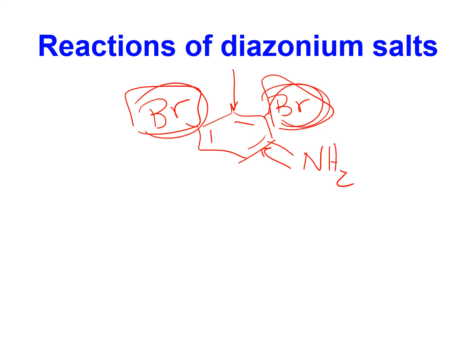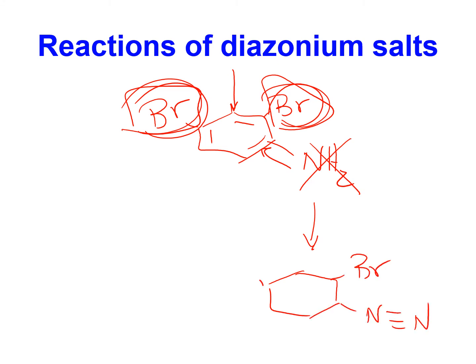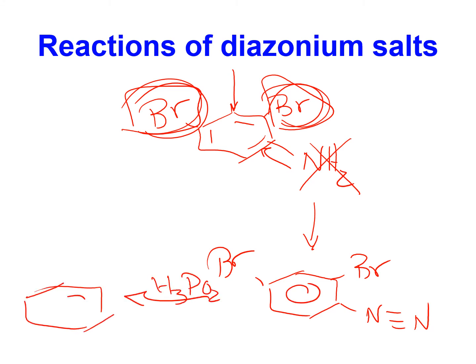One will go to the ortho position of the amine and the other one will go to the para position of the amine. And now you need to get rid of the amine because your final product doesn't contain an amine in it. So what you do is you prepare the diazonium salt of this compound, and then you heat it with hypophosphorus acid and you lose it, and this way you actually have your substituted benzene.